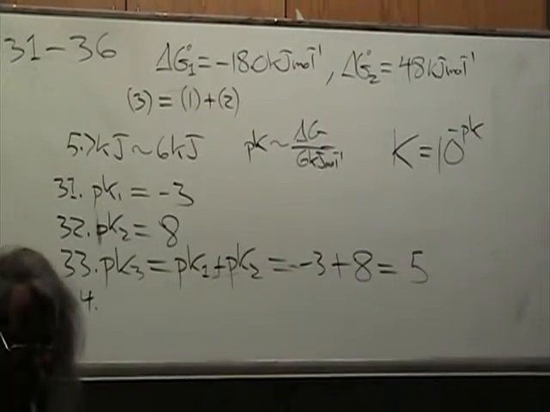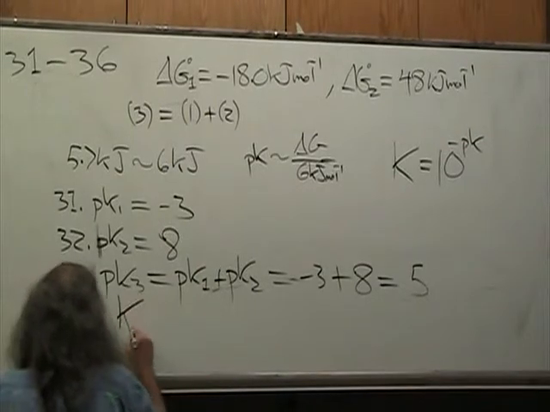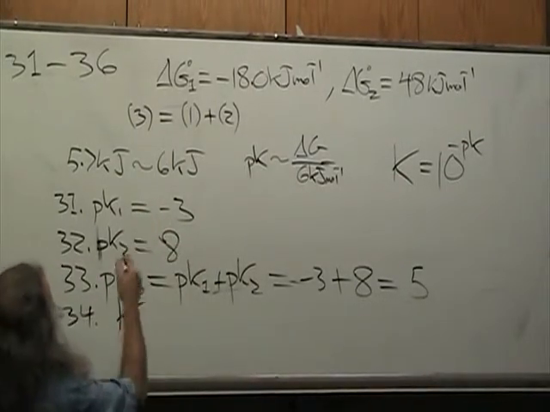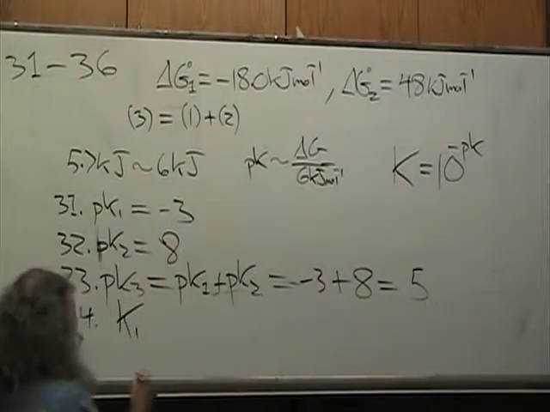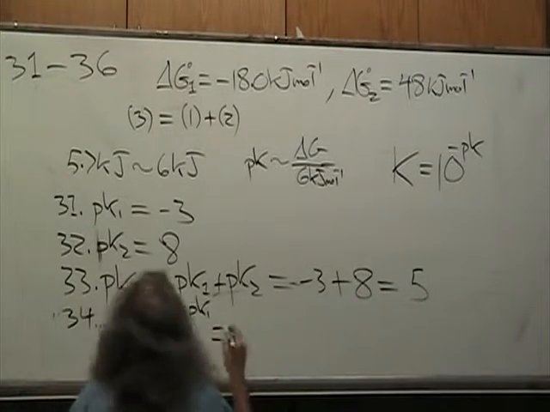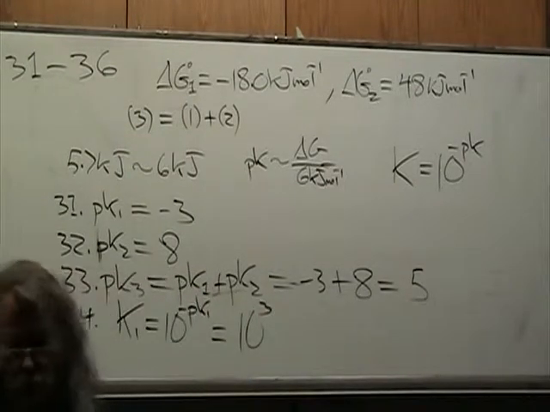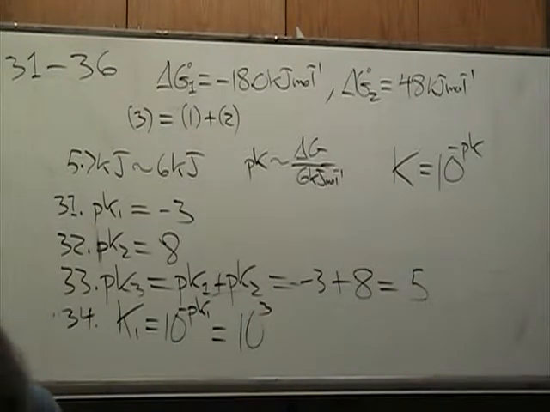Now let's do 34, K1. K1 is going to be, what was pK1? 3? Yeah. K1 is equal to 10 to the minus pK1, which equals 10 to the minus 3. And that is option, where was number 3? Oh, C.